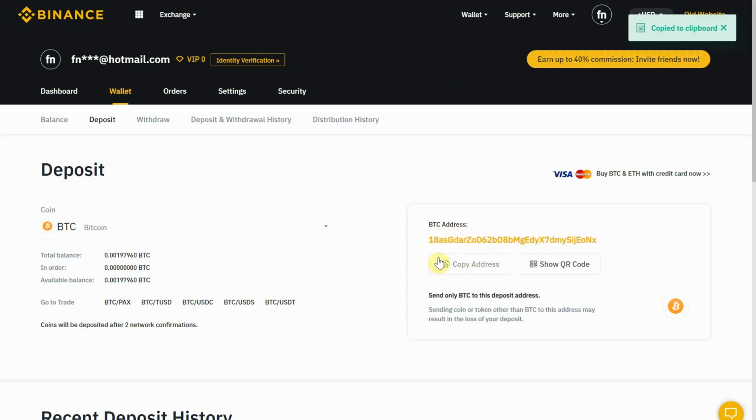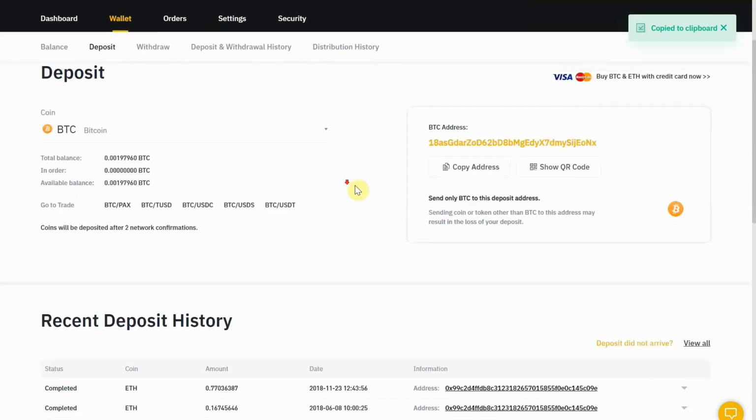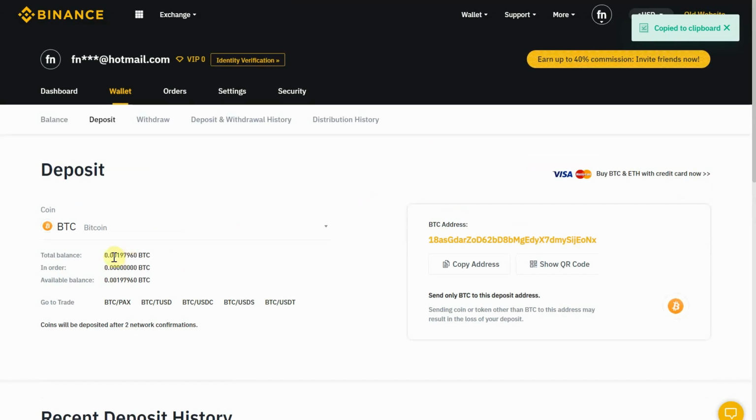You just copy the address. On Coinbase you select send to and just paste this address. Okay, this way you can actually have some balance to start trading. That's the point of this video, right?